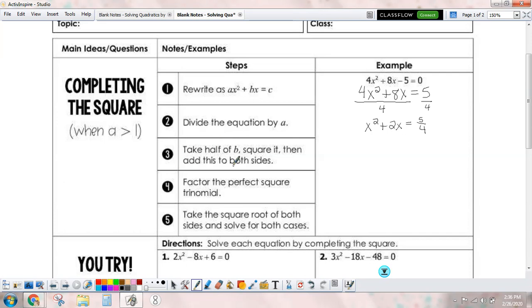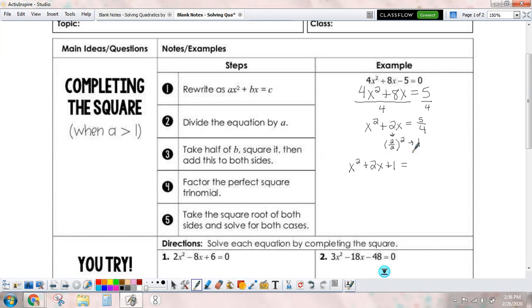Step 3 is to take half of b, square it, and then add this to both sides. So I'm doing half of b, 2 divided by 2, which is 1, and then square it. Okay, so 1 squared is 1. And I'm going to add that to both sides. So now I have x squared plus 2x plus 1 equals 5/4 plus 1.